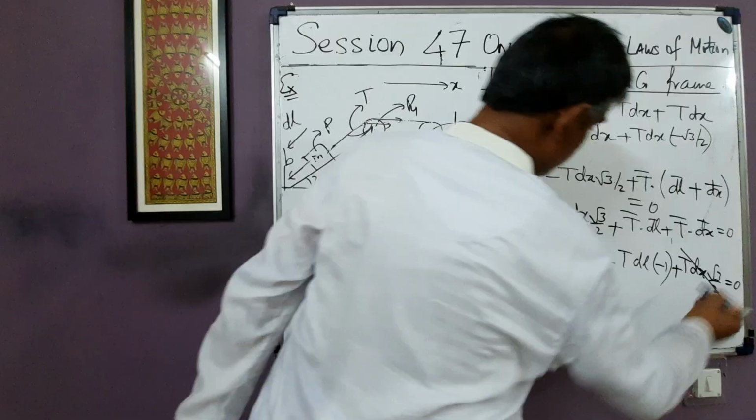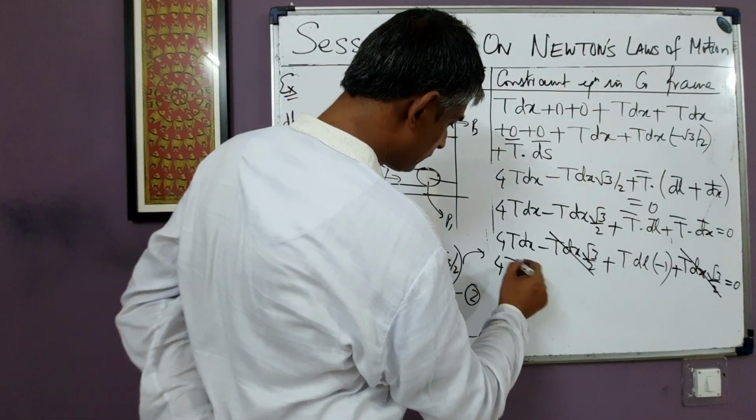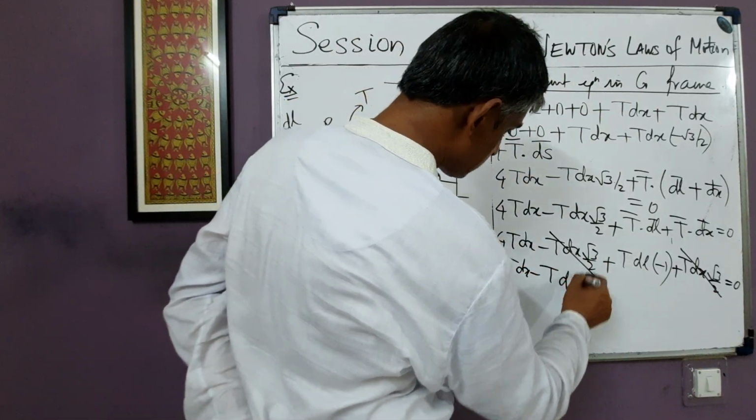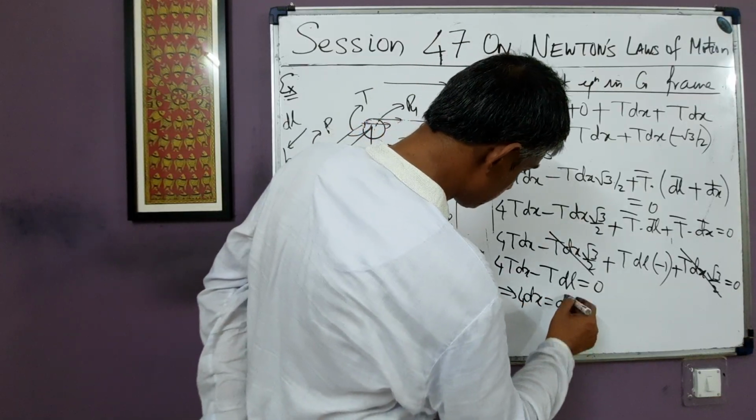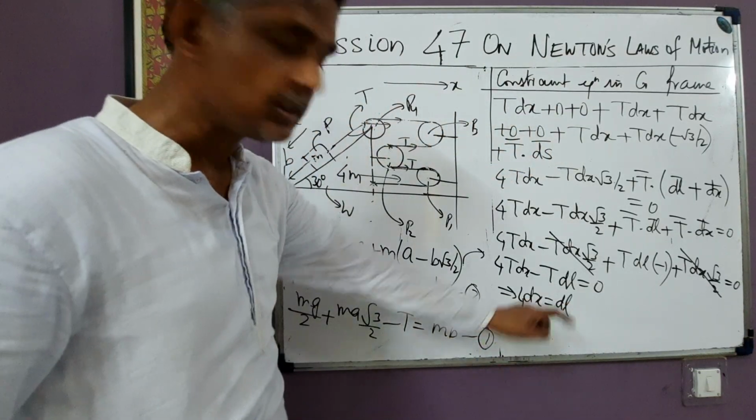Now this term and this term go away. Now what do we get? 40 dx minus t dl is 0. Now t cancels out. 4 dx is equal to dl. So this is a relationship between displacements.